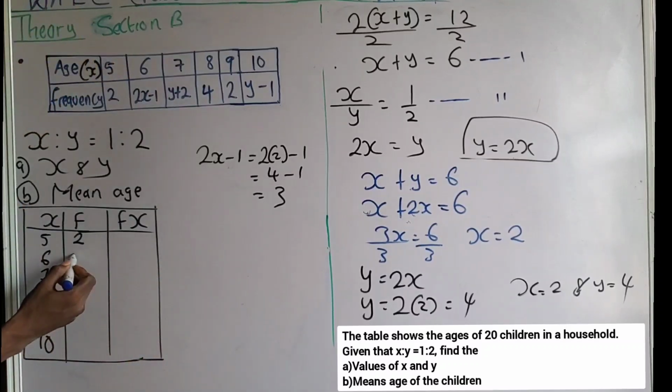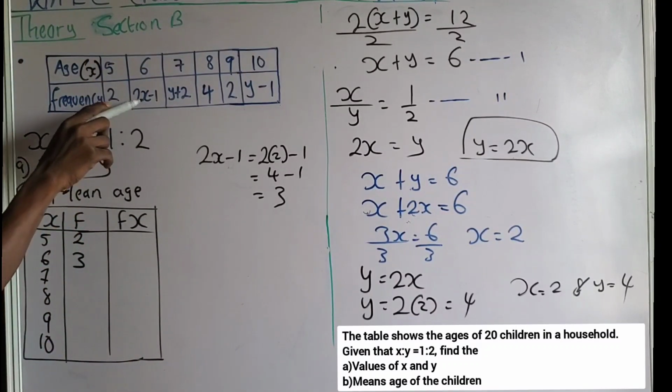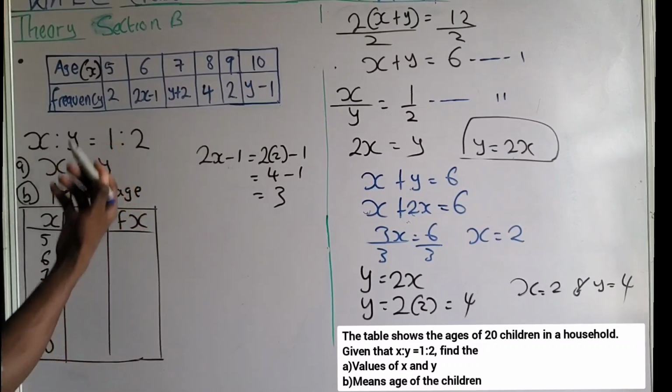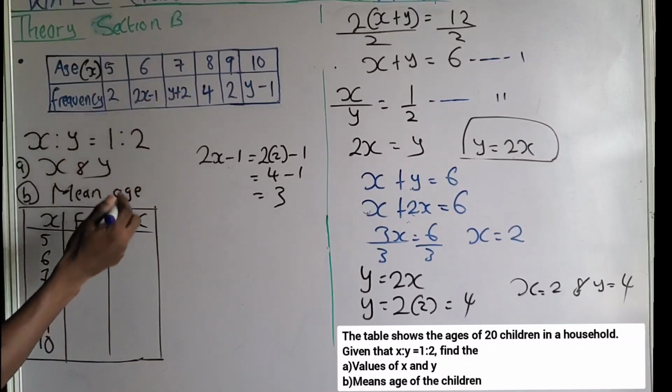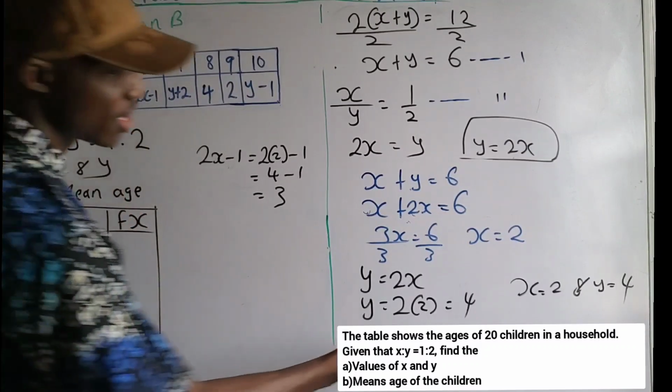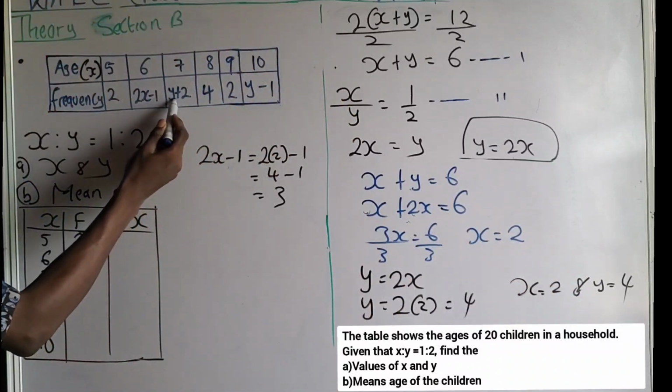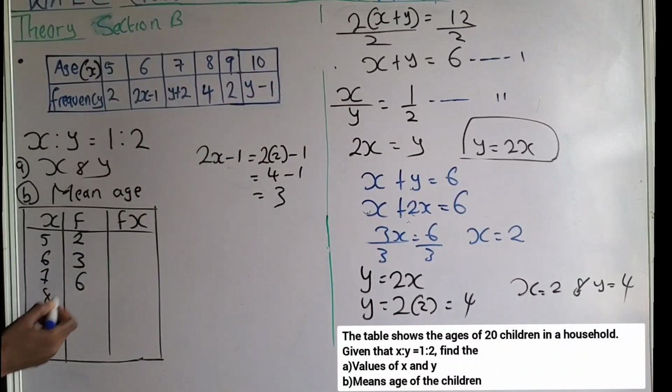So the frequency for this one is 3. Do you understand? All I did here was substitute the value of x as 2. So I'm going to have 4 minus 1, which is 3. Now, for the next one, we have y plus 2. Y is what? Y is 4. So I'm going to have 4 plus 2. That is 6. So I have 6 here.